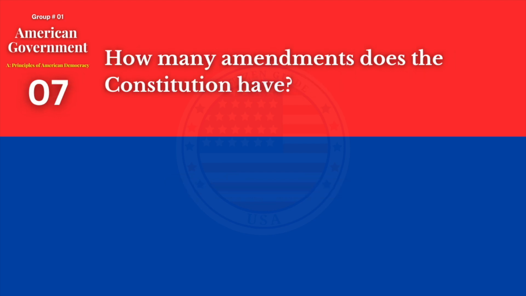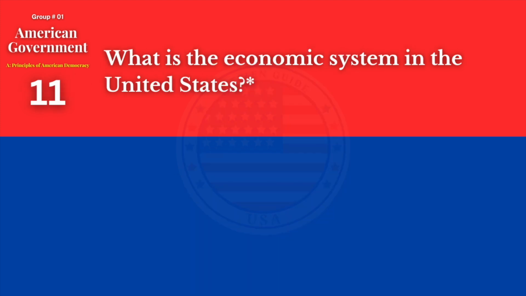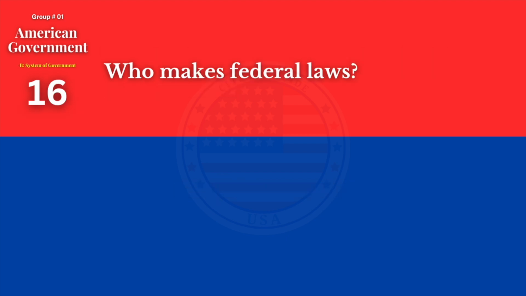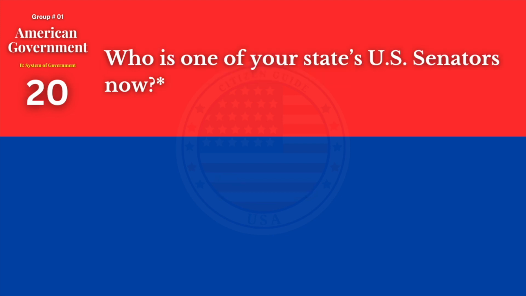How many amendments does the Constitution have? 27. What is the economic system in the United States? Market economy. Who makes federal laws? Congress. Who is one of your state's U.S. senators now?